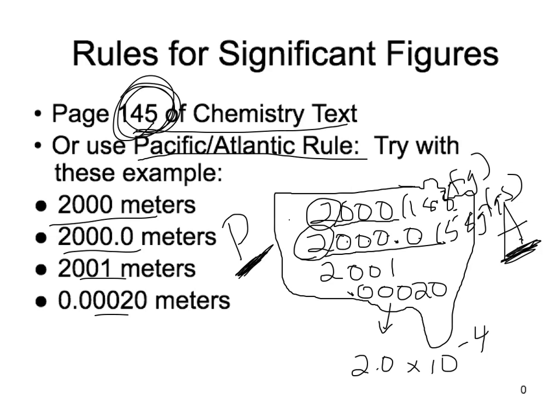2001, decimal point is absent. I'm going to start on this side of the number, go to the first non-zero number and count from there. 1, 2, 3, 4. This has 4 SigFigs. Now again, that's a fairly good measurement. 2001. So again, unless someone's lying to you, it's a pretty good measurement.